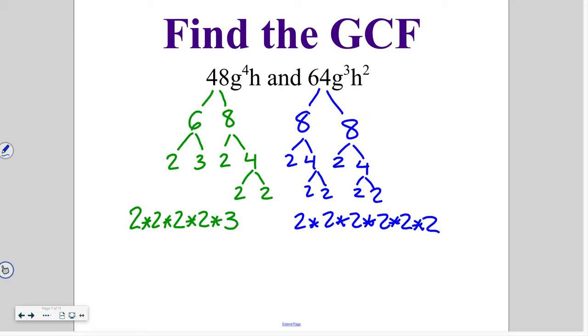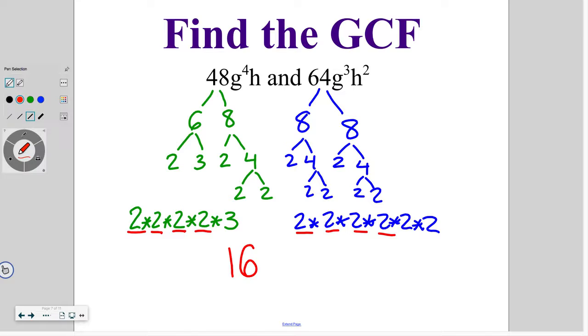To find the greatest common factor, we are looking for what these two have in common. So I've got 1, 2, 3, 4 2's over here, which means I can match 4 2's on the other side. 2 times 2 is 4, times 2 is 8, times 2 is 16. So the biggest number that can divide 48 and 64 is 16. Then I'm going to go ahead and pay attention to my variables.